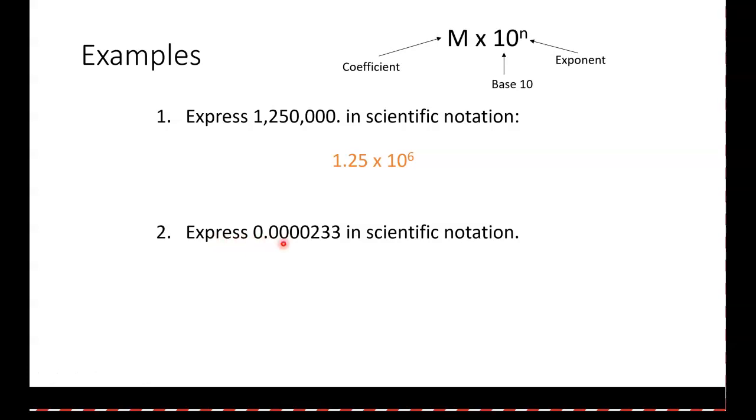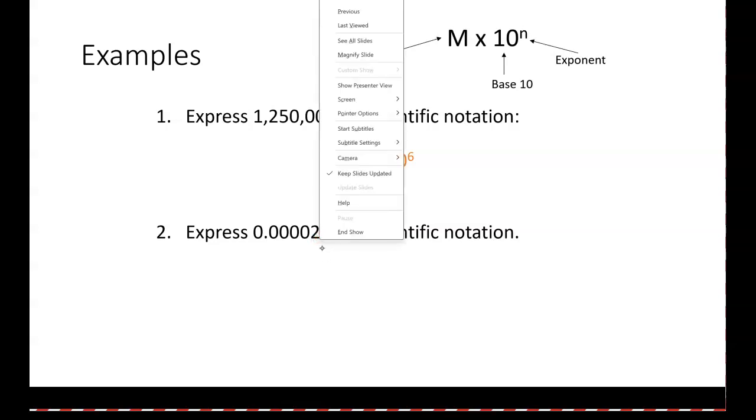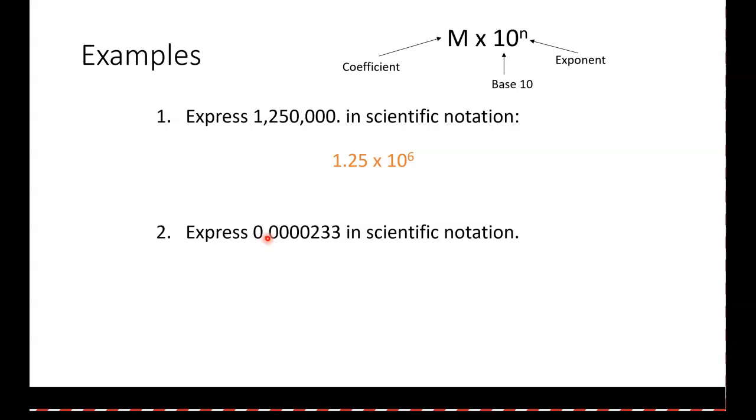Now for this number here, same idea. The coefficient has to be from 1 to less than 10, so it's going to be 2.33. And we know that we're going to have to move the decimal place. We have to count how many times we have to move it to get to 2.33. So we move it 1, 2, 3, 4, 5. And since we moved the decimal point to the right, it's a negative power. And so it's 2.33 times 10 to the negative 5th.